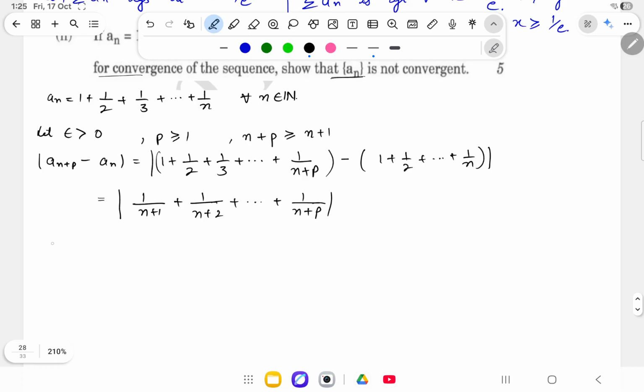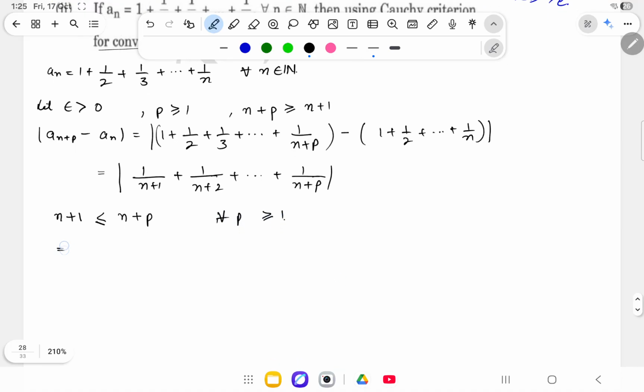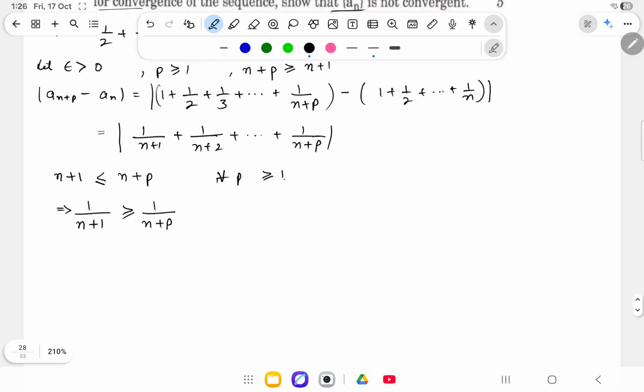And we know that n plus 1 is less than n plus p, less than or equals to n plus p for all p that are greater than or equals to 1. So from here I'll get that my 1 by n plus 1 is greater than or equals to 1 by n plus p. Similarly, what I can show is my 1 by n plus 2 is also greater than n plus p and so on.